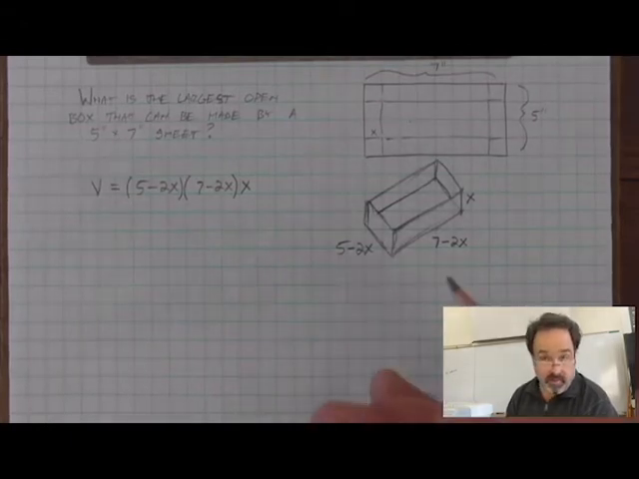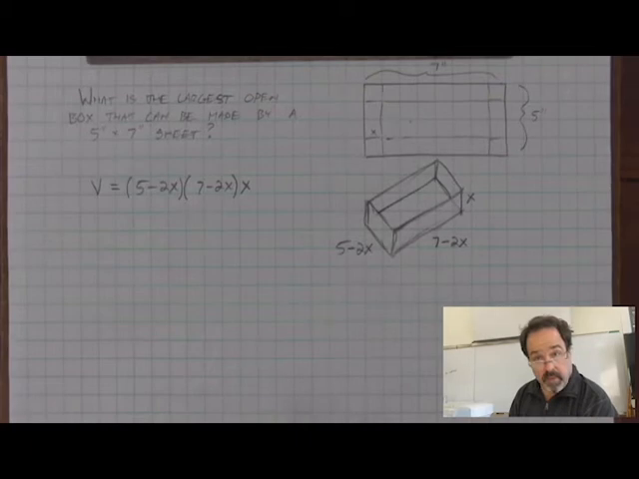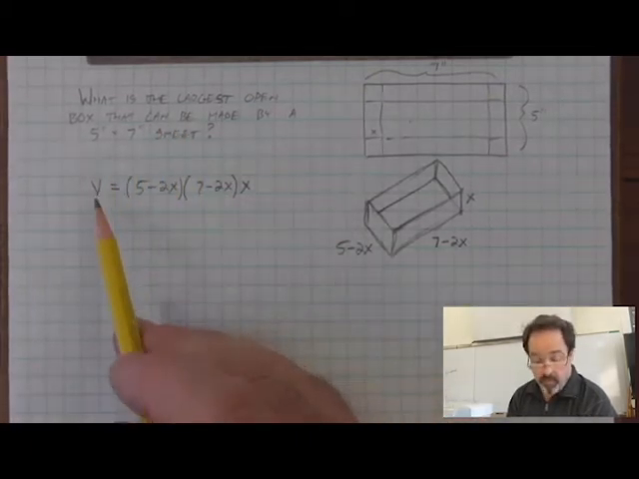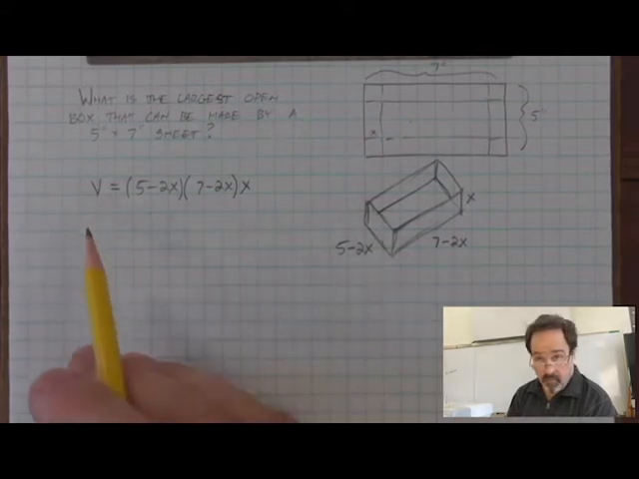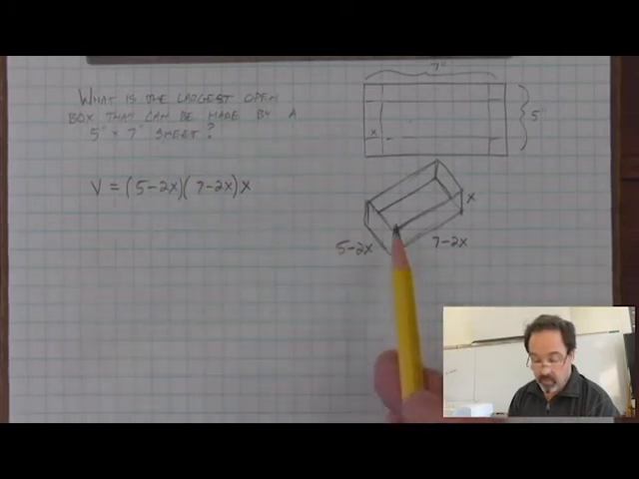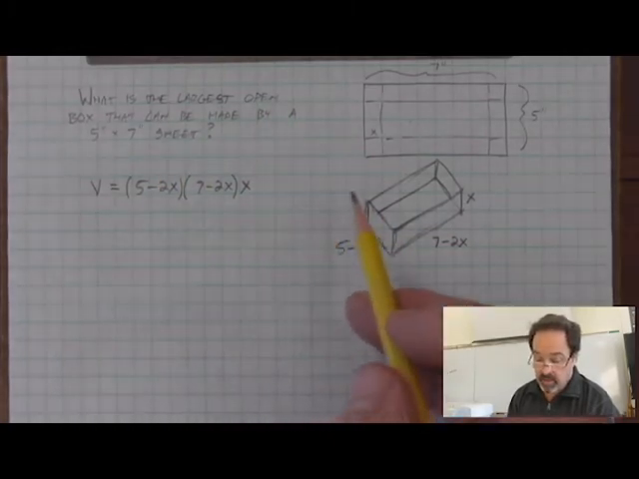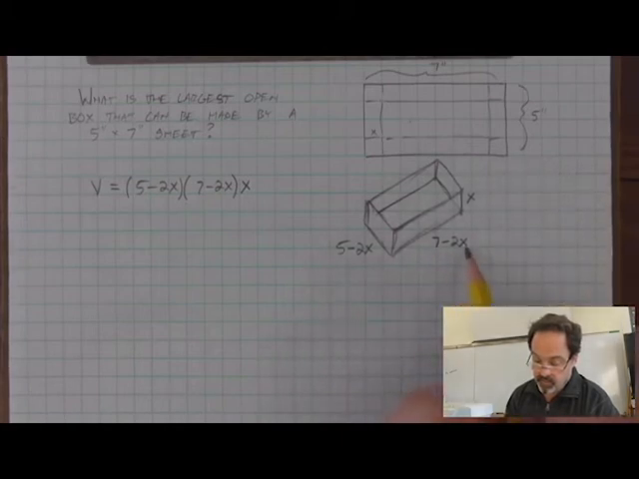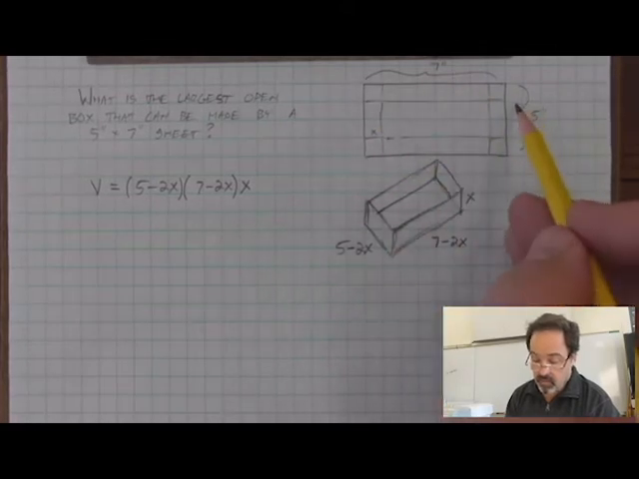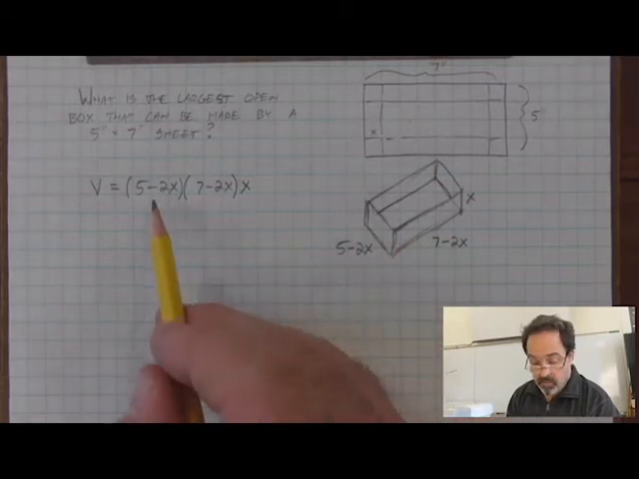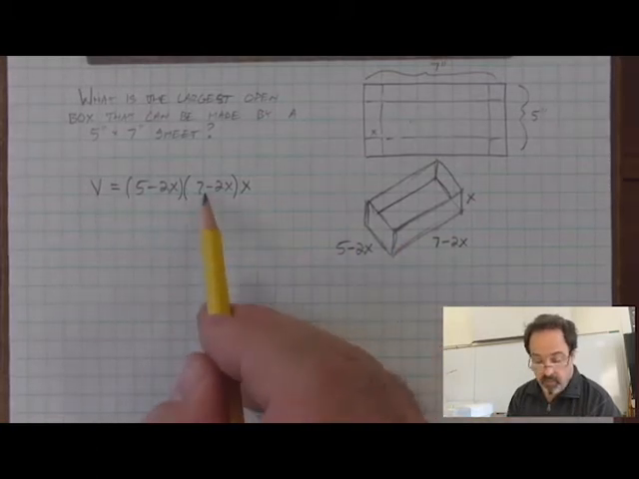What's often difficult in optimization problems is getting an equation for the variable that you're going to optimize in terms of one other variable. In this case, the setup was fairly straightforward. Along the way, we did have the expressions 7 minus 2x and 5 minus 2x that we needed to plug into the volume equation, but it wasn't complicated to find the volume in terms of one variable.